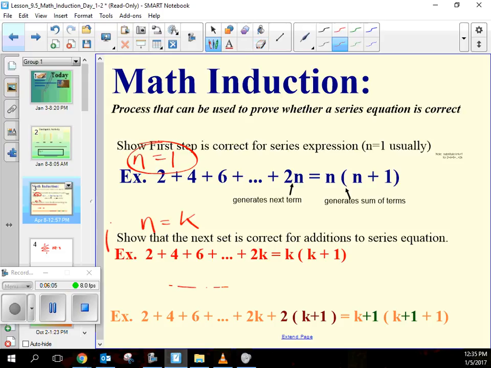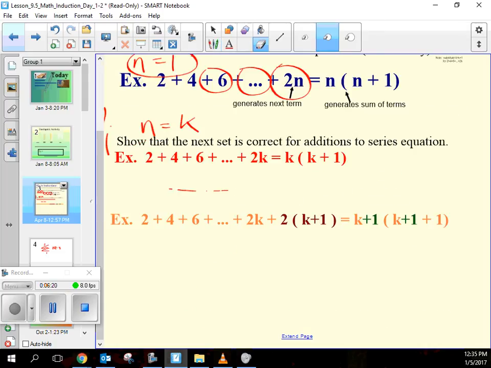The last thing is, remember, these are always sequences where you have something bigger and something bigger and something bigger. What's bigger than k? K plus 1. So that's the third step, is to prove that this would also work for k plus 1. We let n equal k plus 1. And I'll show you that in the next couple slides.